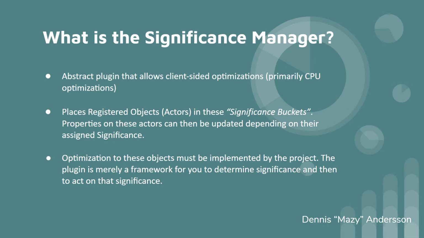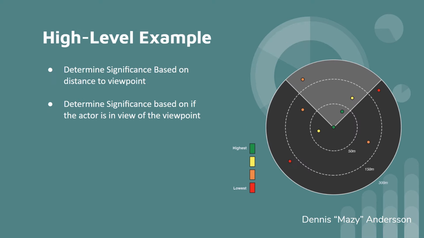And as I said, these optimizations have to be implemented by the project. The plugin is just a framework that allows you to register objects, determine a significance, and then act on that significance. So determining significance and then what to do with that significance is something that you'll have to decide yourself for your project. So it really is abstract in that way. Probably the most basic example for any sort of first person or third person game is that you can determine significance based on distance, which is probably what you should be doing.